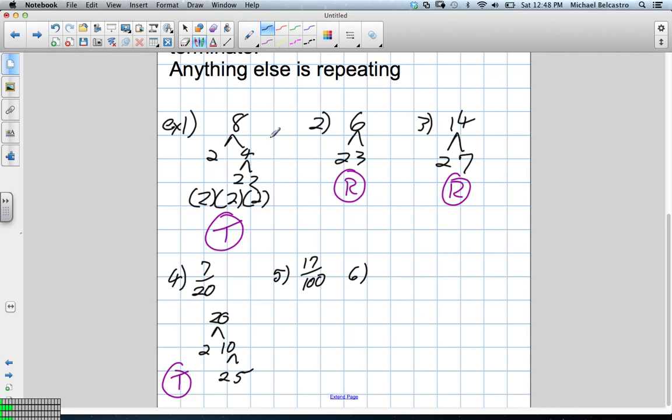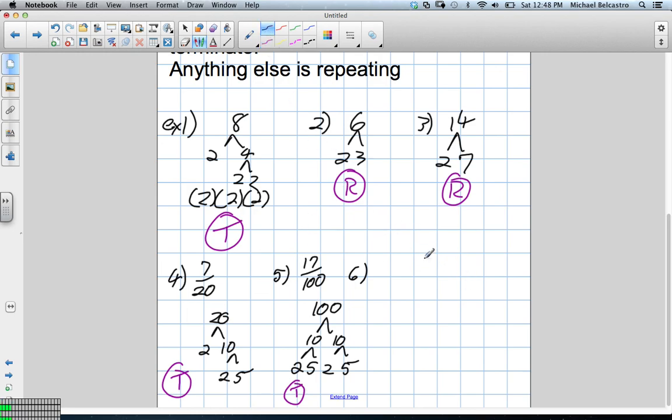Then the next one, 17 over 100, which you could easily convert. But let's do the prime factors of 100. 100 is 10 times 10, so it's 2 to the power of 2 times 5 to the power of 2. So 2 to the power of 2 and 5 to the power of 2 are all our primes. Terminating or repeating? It's terminating. Good.